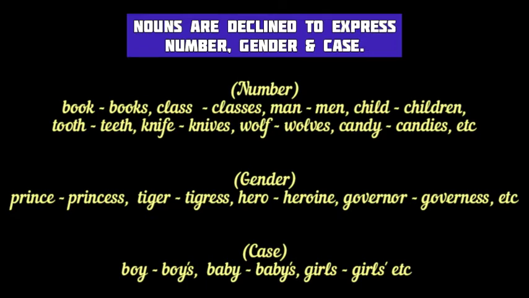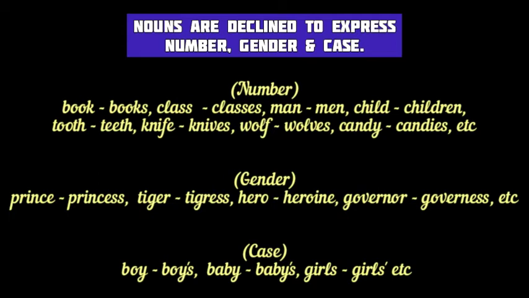Well, nouns are declined to express their number, gender and case. For example, the singular nouns book, class and candy have been declined by suffixing s or es or ies to their ends to pluralize them. This is called regular inflection. Why? Because suffixing s, es or ies is a consistent and predictable pattern of inflection.